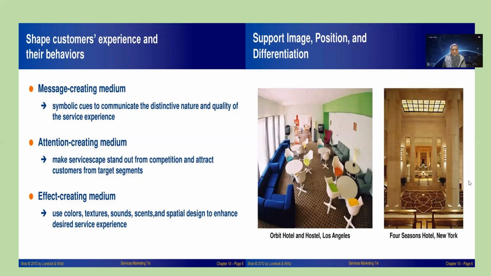You can see the differences, how they portray the image to the customer. This is Four Seasons, a 5-star hotel, and this is a hostel, probably 2 stars. So that is how they portray the image, how they position the image and differentiate the image to the customer.